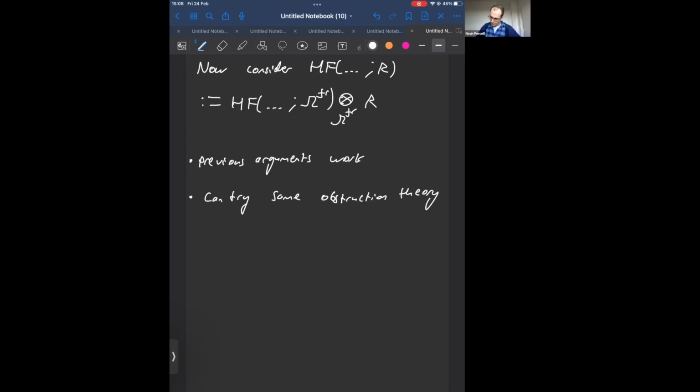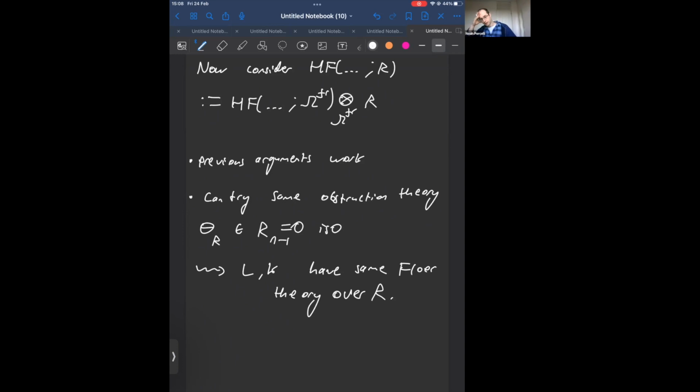But now if we try to do the same obstruction theory, we run into the same obstruction, which is this class, I'll call it theta R in the n-1 coefficient group of R. But this is 0, because this whole group is 0, because we just quotiented by it. So we find that L and K actually have the same Floer theory over R, this new ring. But now R is a ring that we don't fully understand.